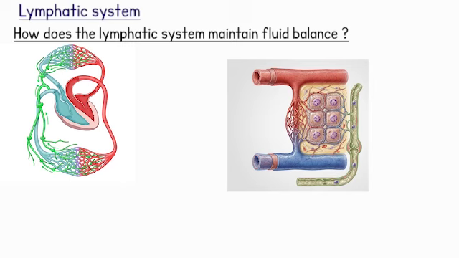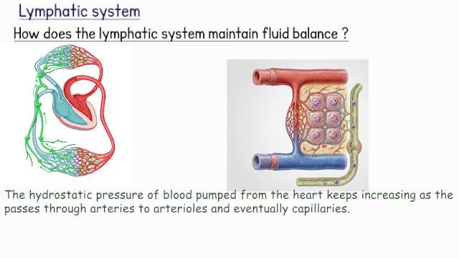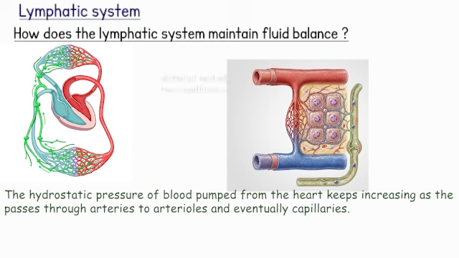Now back to what I was saying, as the blood is pumped out of the heart, it is pumped at a very high pressure, and therefore the hydrostatic pressure of blood pumped from the heart keeps increasing as it passes through the arteries, arterioles, and eventually capillaries. This is because these blood vessels keep on getting narrower as the blood passes through them. And so by the time the blood reaches the arterial end of the capillaries, the pressure is very high.